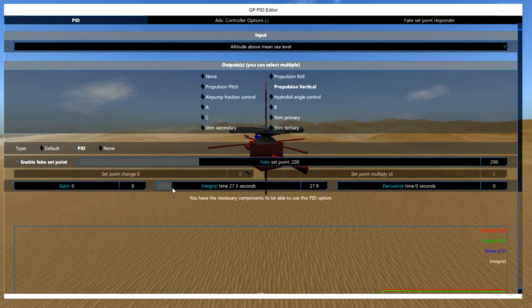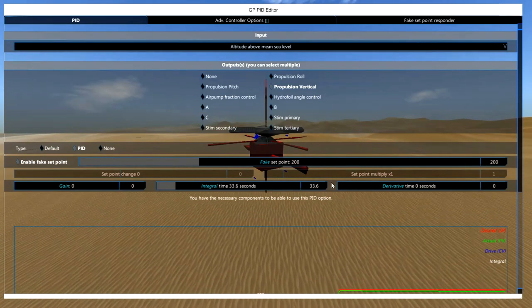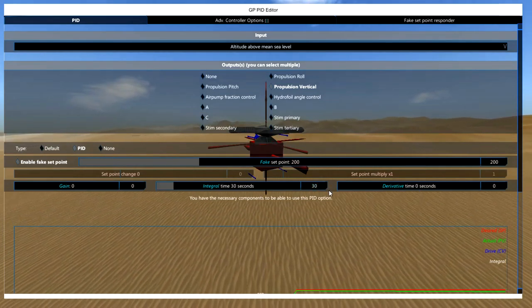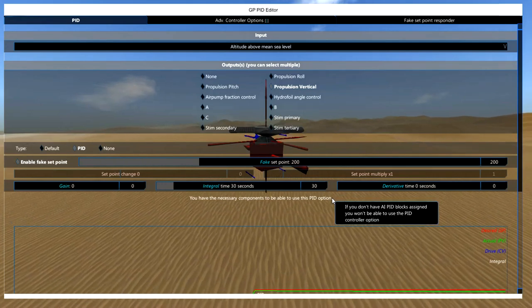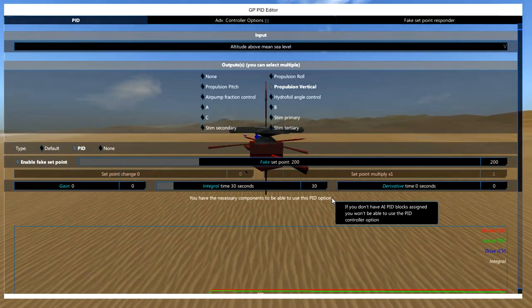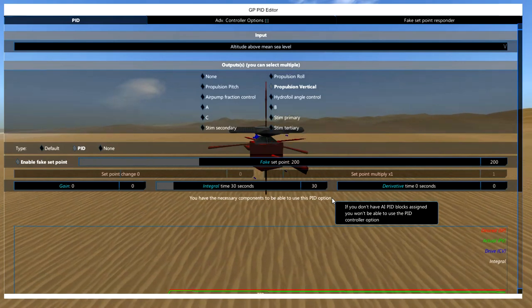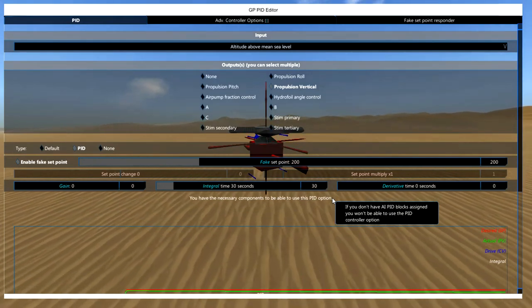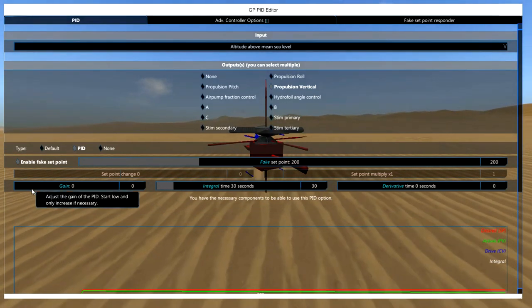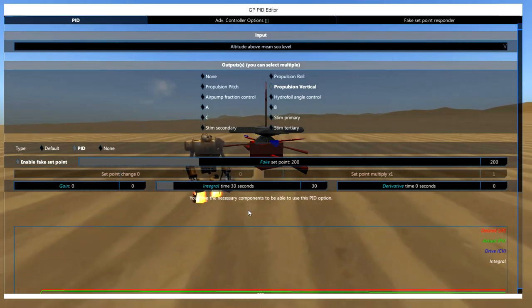The longer we're not at 200 meters altitude, the more the integral value is increasing. And if we set it to some arbitrary number of say 30 seconds, the integral value will compound over 30 seconds. So it's been 30 seconds, and obviously we're not at 200 meters altitude, we're very low. So if I turn the gain up, the integral will be very high and will shoot us higher than the gain would even normally shoot us.